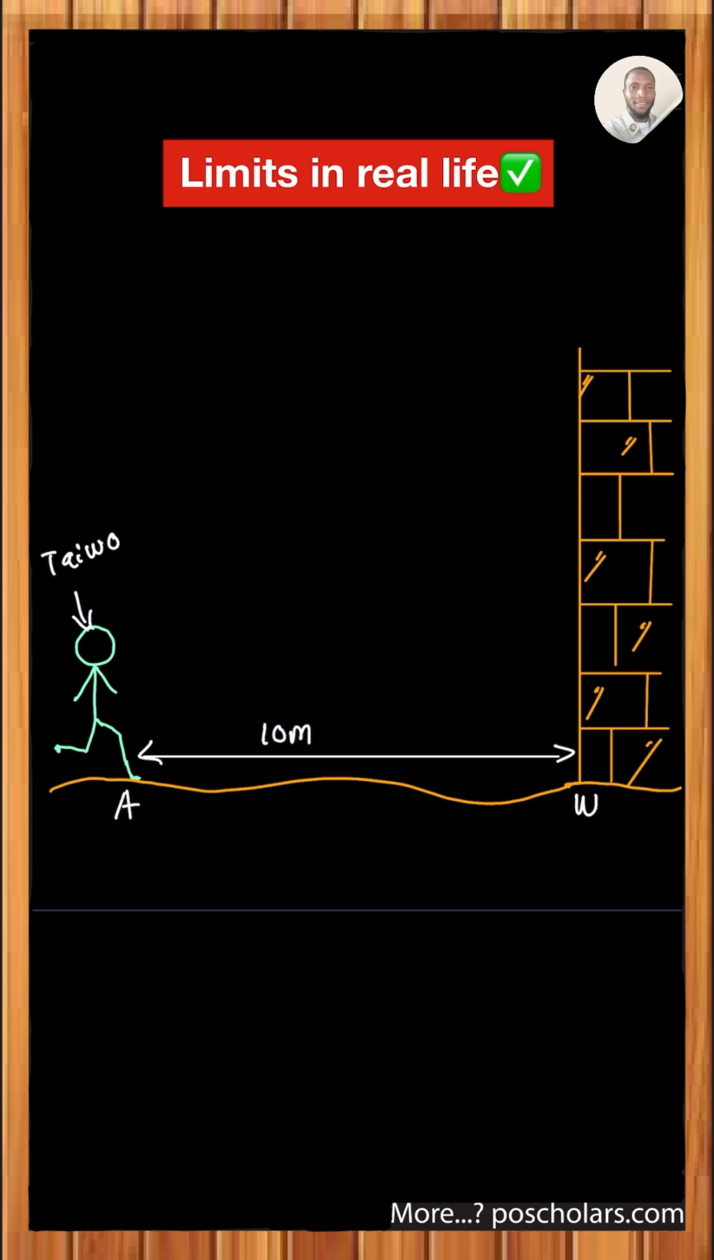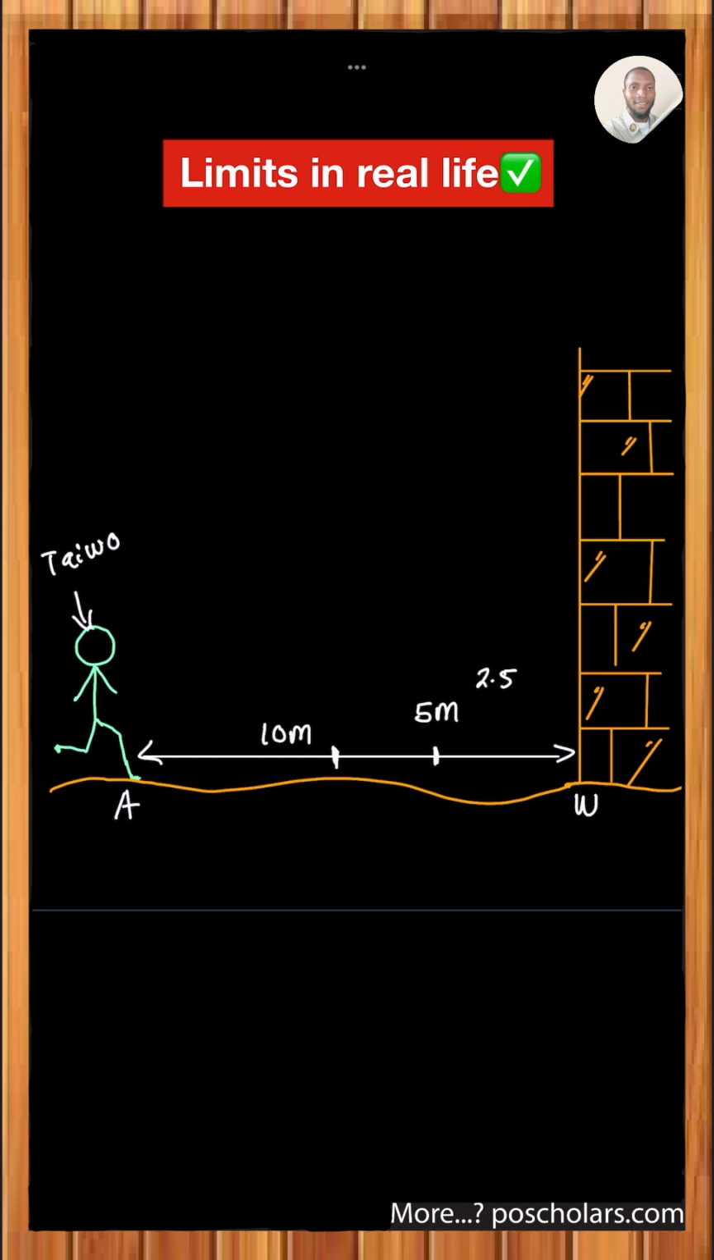Now it simply means Taiwo will journey from point A to half of 10 meters. And what's the half of 10 meters? 5 meters, right? That means Taiwo will journey to this point. Then the remaining journey will be what? 5 meters. What's the rule? Taiwo will continue to walk half the journey. Now Taiwo will move again from here to half of this journey. What's the half of 5 meters? That's 2.5 meters, right?